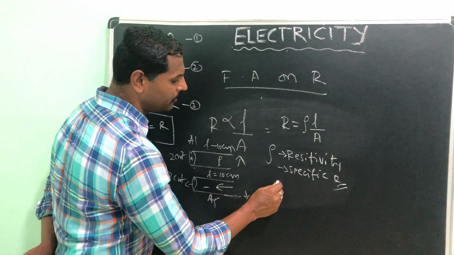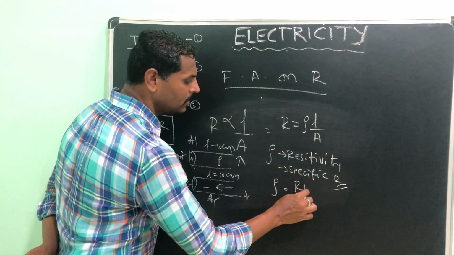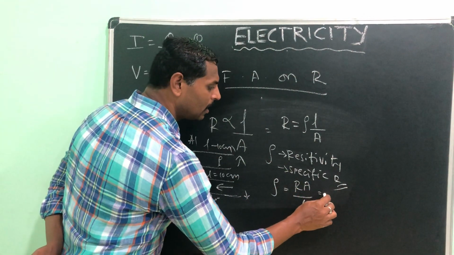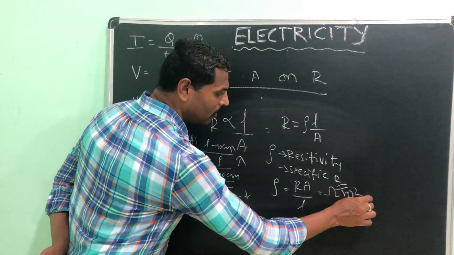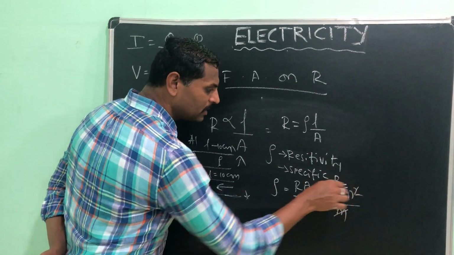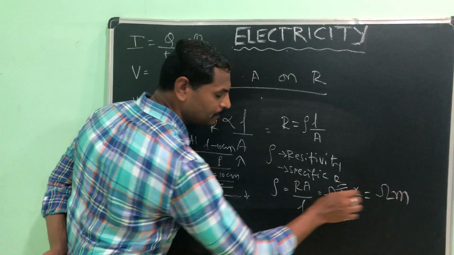So now we will see resistivity's SI unit. Resistivity is equal to, just cross multiply it, R into A divided by L. R we measure in ohm, A is in meter square, and L is in meter. Simply this meter gets cancelled, then resistivity is nothing but ohm meter.